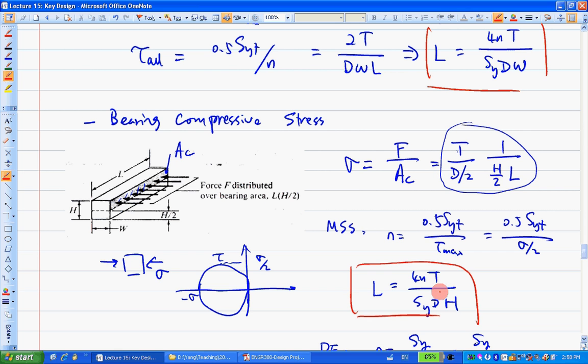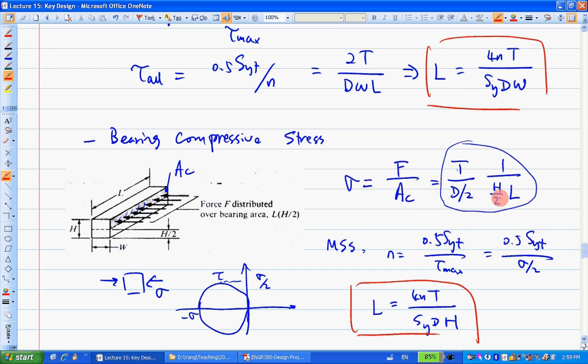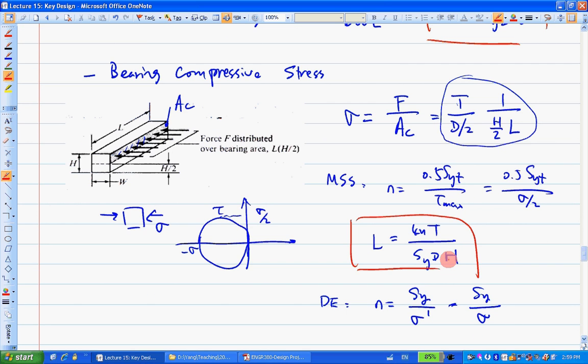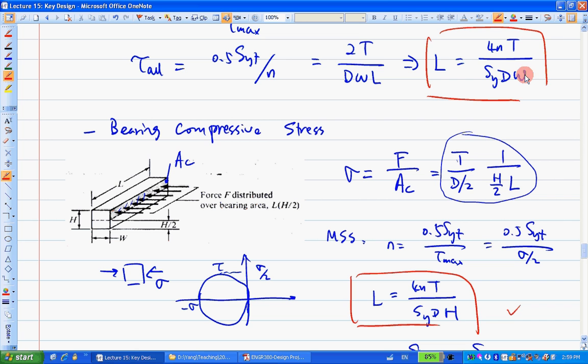If you compare these two, the only difference is W and H. For your L equation, there should be 8NT, because you have a half H, or H over 2. There's a D over 2 and H over 2, so that's the 2, 2, which gives this 4, and then you also have the half from here. This 0.5 and this 2 cancel each other, so this is correct. As we said, the only difference is the W and H.